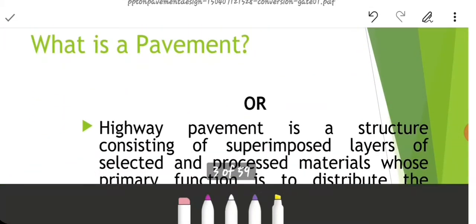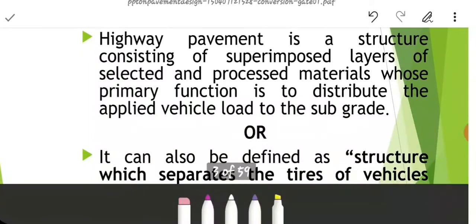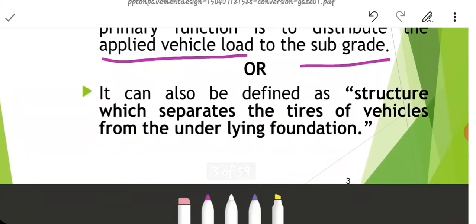So next, in other words, highway pavement is a structure constituting of superimposed layers of selected and processed material whose primary function is to distribute the applied vehicle load to the subgrade. Same thing is said here, and it can also be defined as a structure which separates the tires of vehicles from the underlying foundation. Underlying foundation means subgrade. Okay.